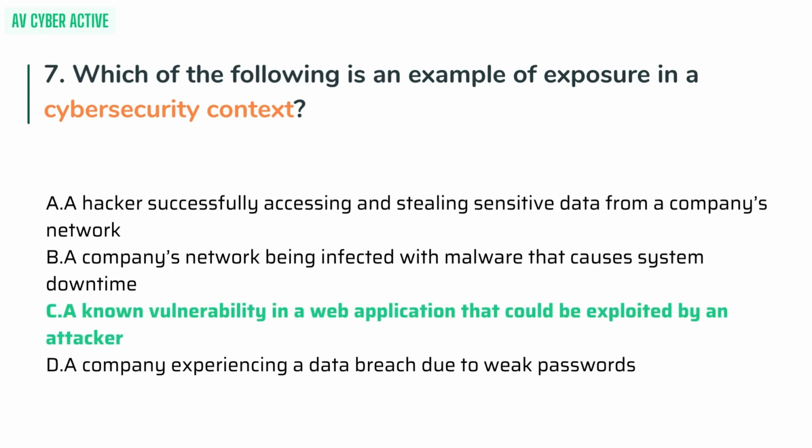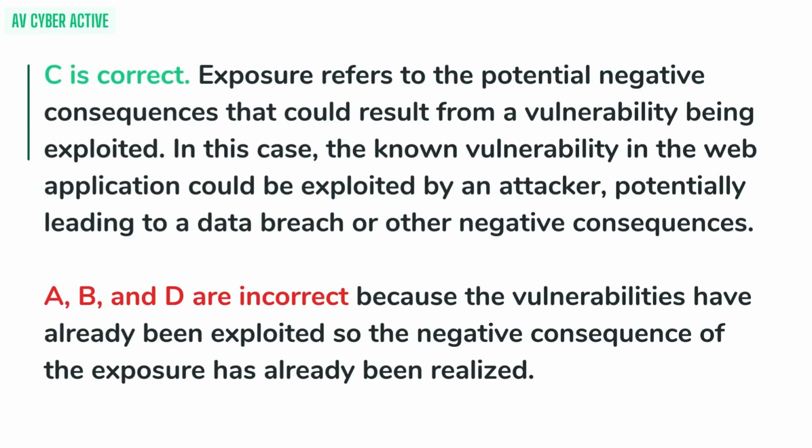C is correct. Exposure refers to the potential negative consequences that could result from a vulnerability being exploited. In this case, the known vulnerability in the web application could be exploited by an attacker, potentially leading to a data breach or other negative consequences. A, B, and D are incorrect because the vulnerabilities have already been exploited, so the negative consequence of the exposure has already been realized.